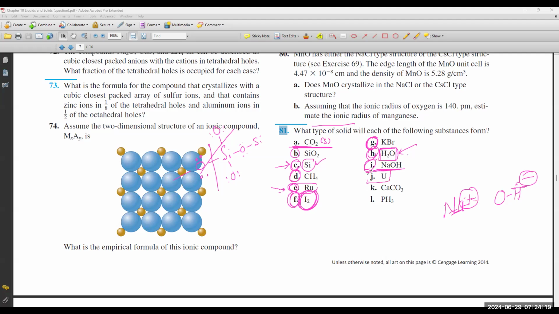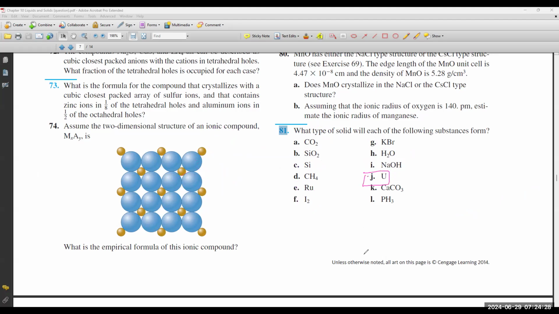Uranium, J. Uranium. Oh, uranium is what? Mayank? You're answering J? Again, only Amodita is right. Amodita is saying metallic, is metal. Uranium is metal. Mayank, uranium is metal. It's not a molecule.